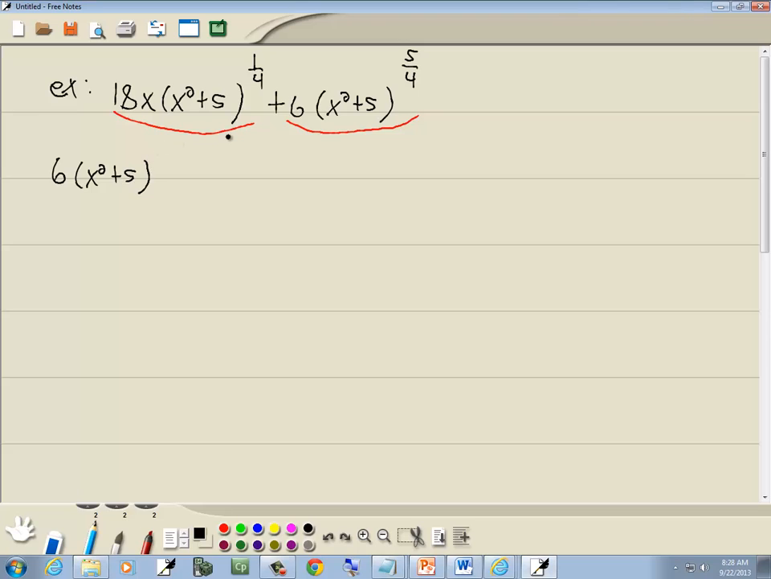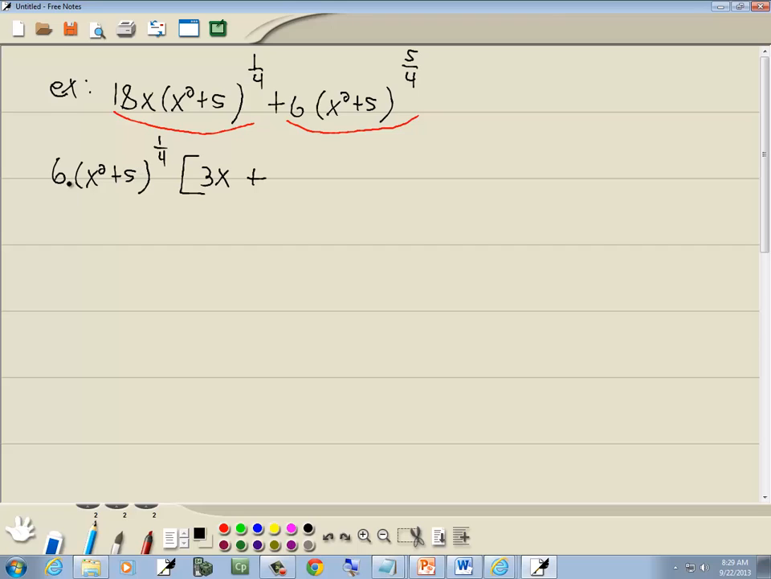Now how to determine which power to factor out? You always go with the smaller exponent. So we're going to bring out the 1/4. Okay, let's see what that gives us. 18 divided by 6 is 3. This x is staying inside. This (x squared plus 5) to the 1/4 is gone. So that's what we brought out right there.